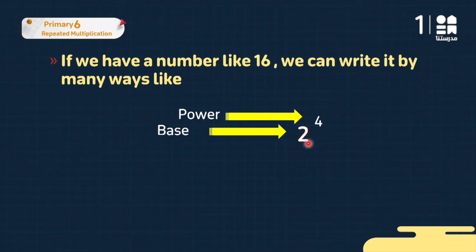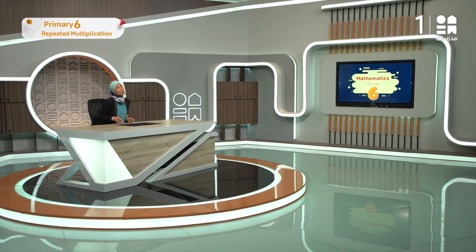Now I have the base 2 because I'm making 2 times 2 times 2 times 2. So this is my base number. I'm repeat multiplying 2. 2 is my base. And how many times am I multiplying the 2? 4 times. So this is the power. I will write 4 as a power.